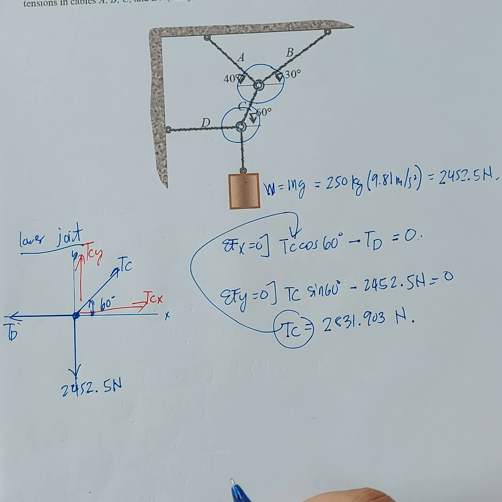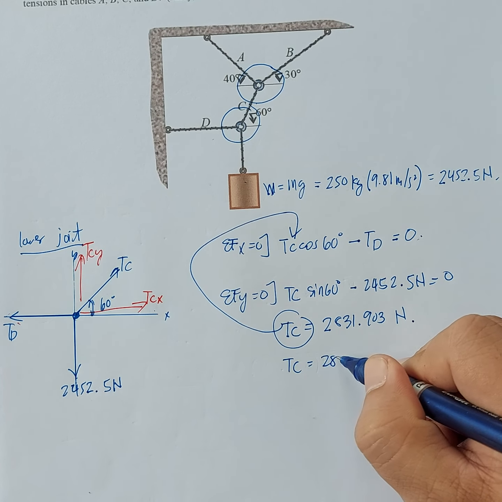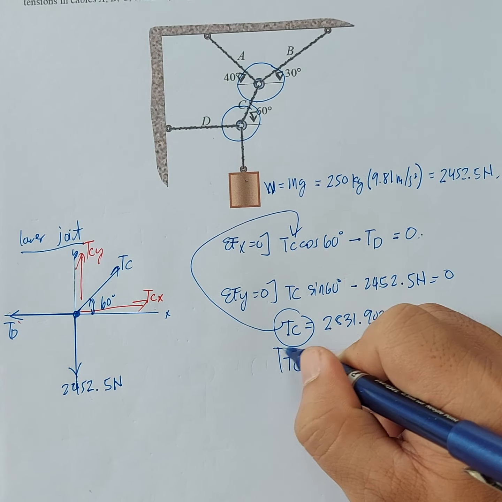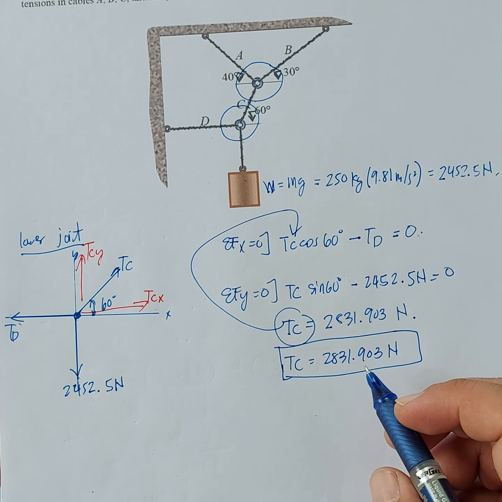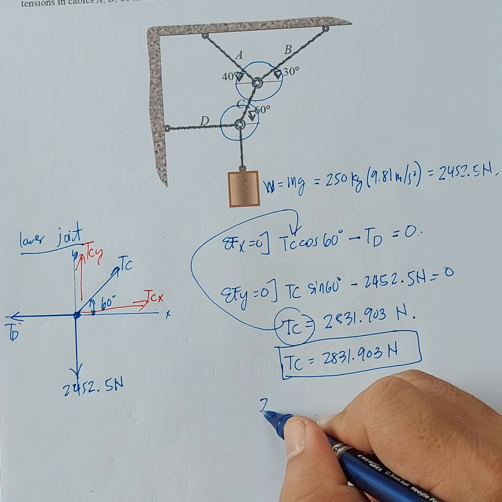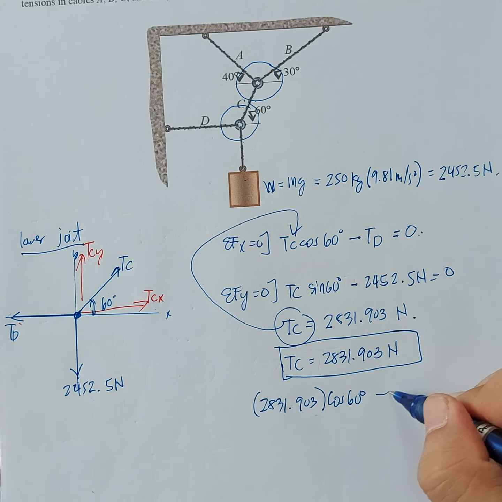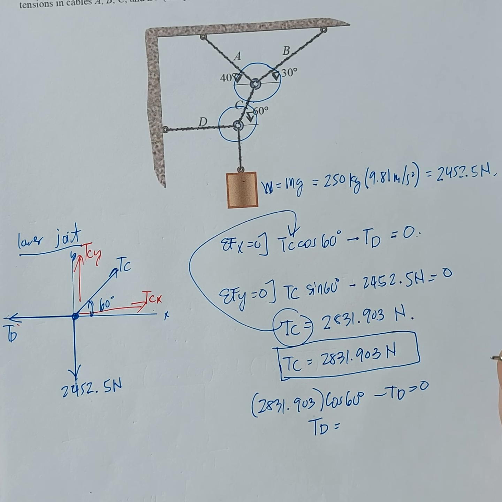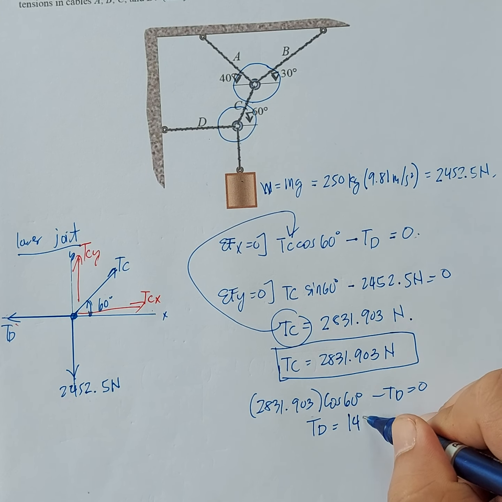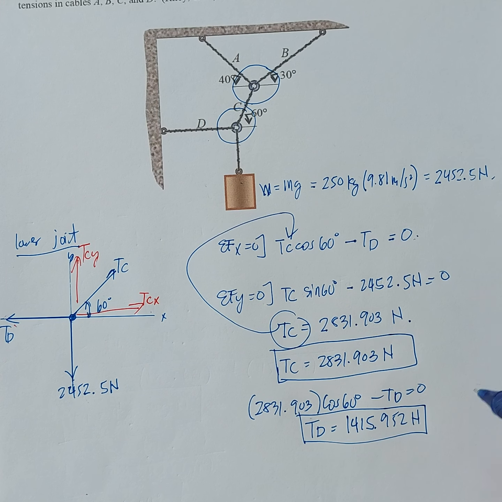Okay. So knowing the value of TC, we can substitute that to this equation to solve for the value of TD. Okay, so TC is 2831.903 newtons. That's our answer. And then TD, substitute lang natin ito. So T sub D is, we have 2831.903 cosine of 60 degrees minus TD is equal to 0. So T sub D now is equal to 1415.952 newtons. So this is the tension at cable D. Okay? You're good.